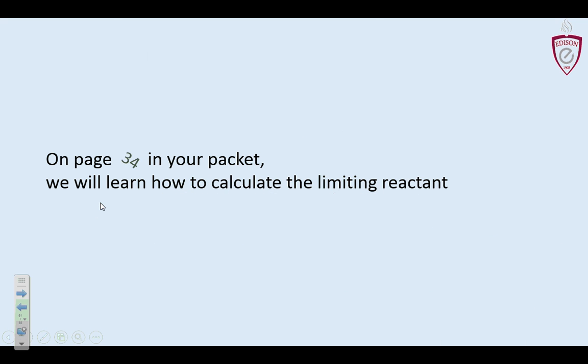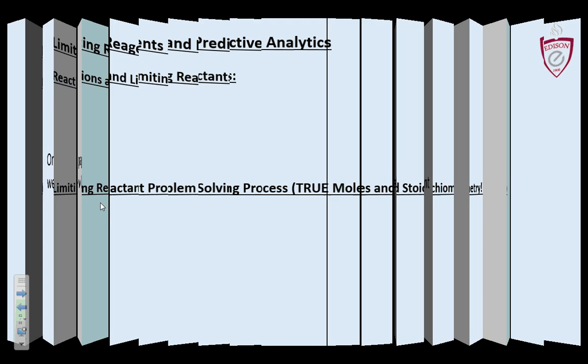So page 34, I think it is. Calculating limiting reactant. What do we mean by limiting reactant, Mr. Milksies? What we mean is we're going to run out of something.